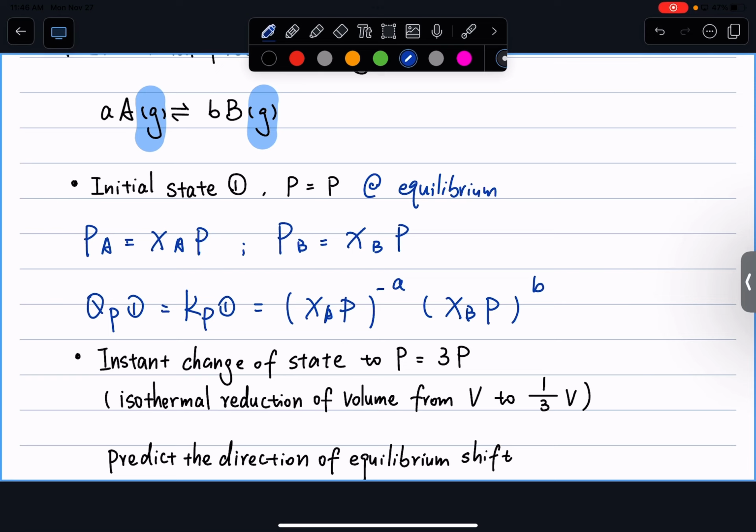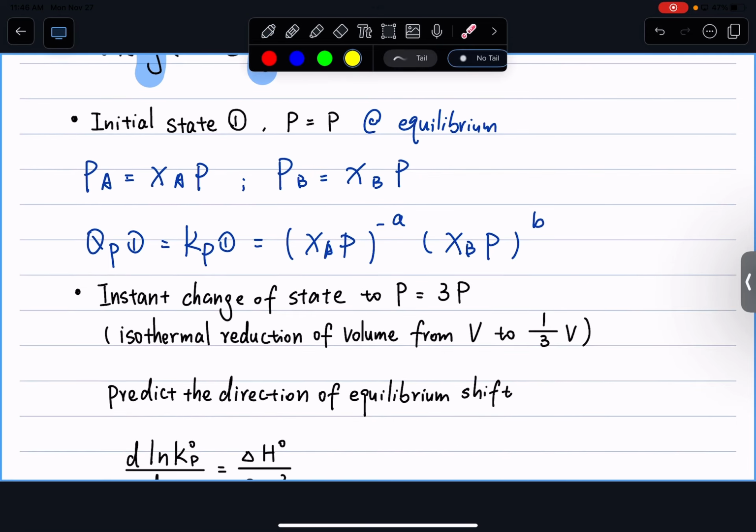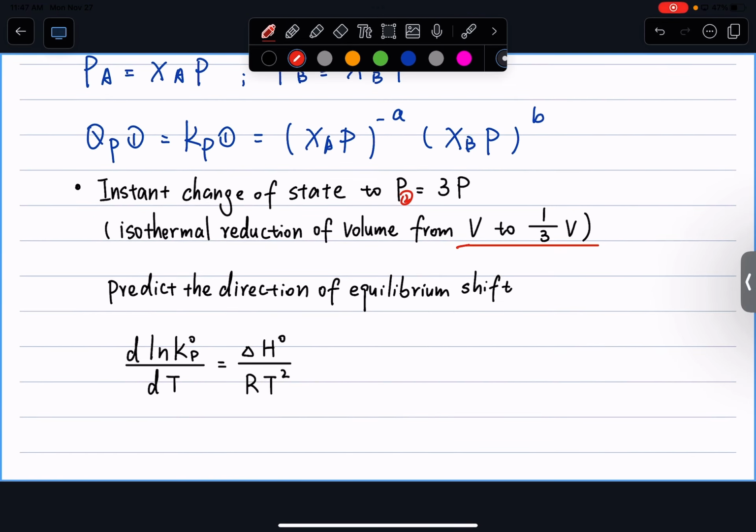Now assume we have an instant change of state. Now your second state, your pressure equals 3P. So we're having the P2 now changed to 3 times. We triple the pressure at a new state. The question becomes, how do we predict the direction of your equilibrium to shift? So in this case, we're dealing with gas-phase reactions. And for ideal gases, if you increase the pressure to 3 times, you'll basically decrease the volume to 1/3. So this part is for gas phase. And how do we predict the direction of the equilibrium shift?